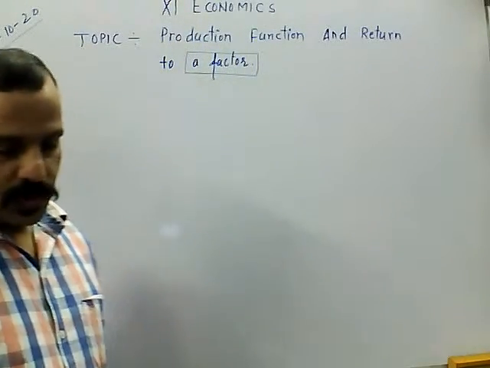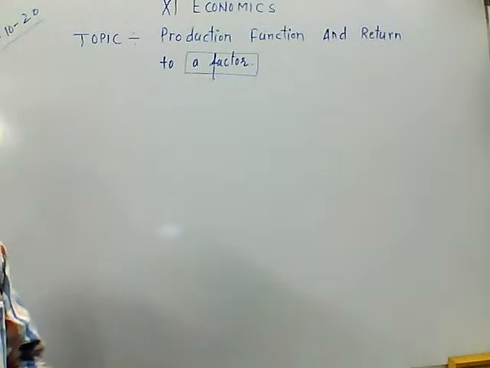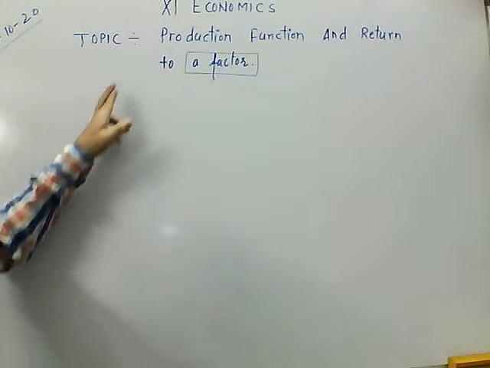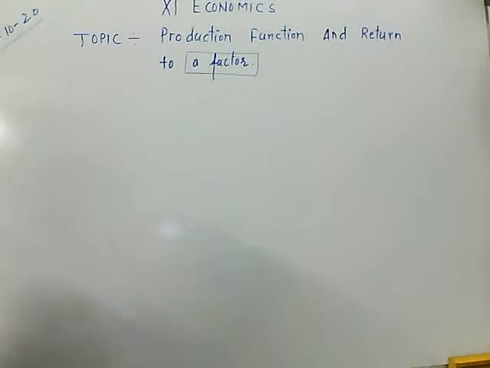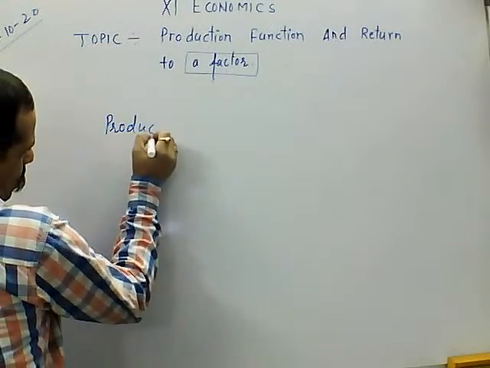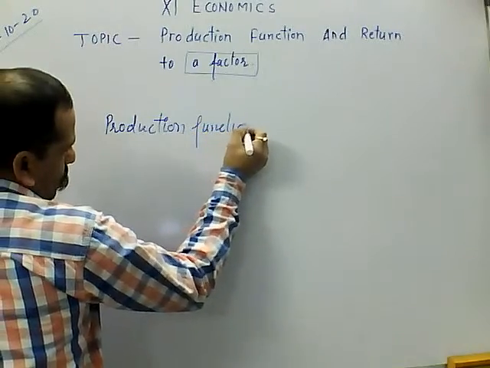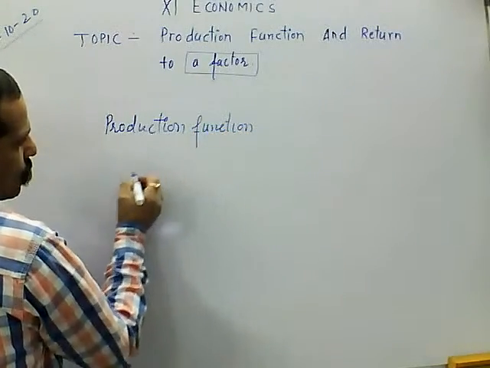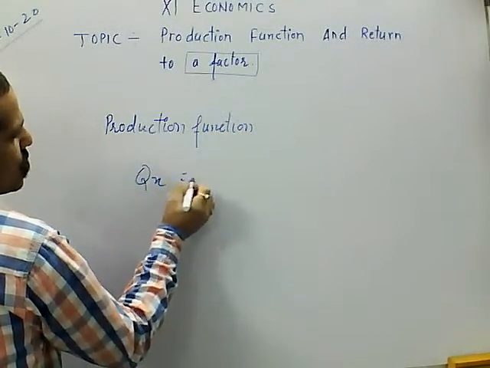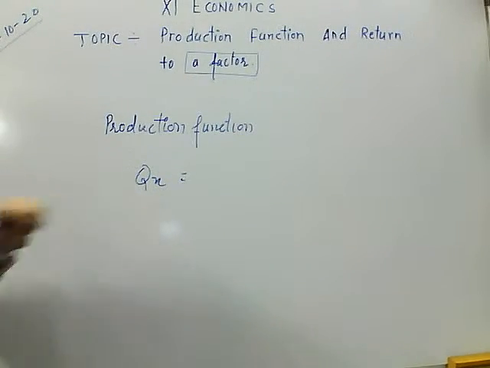Okay. So this is about the brief. Okay, about the production. Now, production function. Again, I explain. So here we should talk about the production function. Production function. So Qx means let Q is the quantity of X commodity.